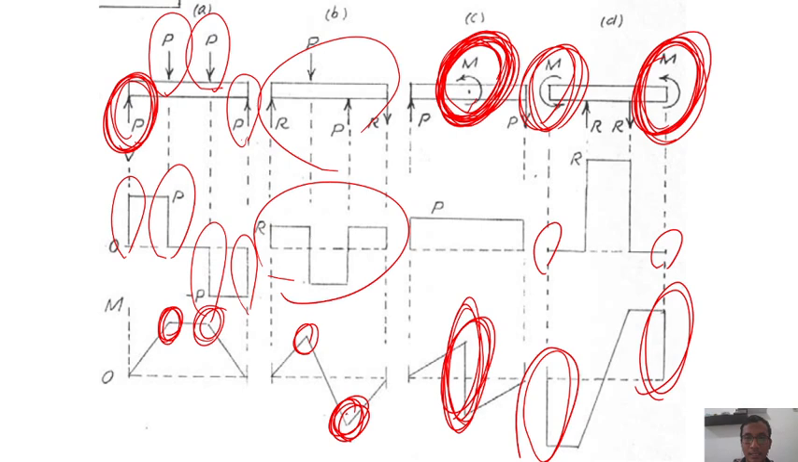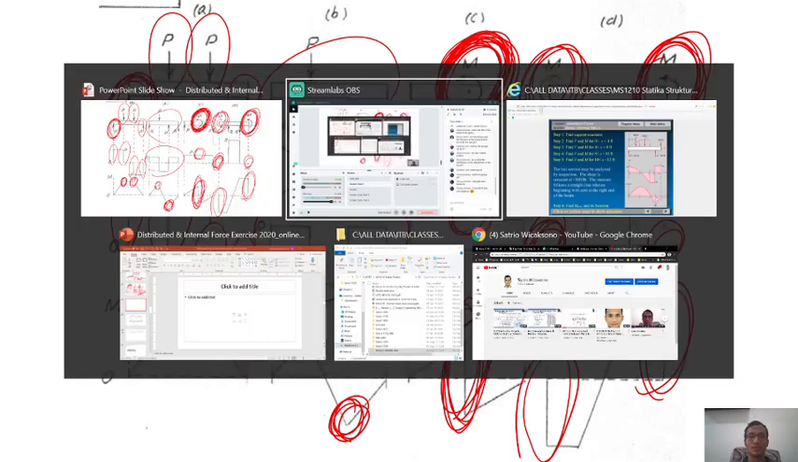But the opposite happens as well. Whenever we have a concentrated moment, there will be no jump in the shear force diagram. The same here, there will be no jump in the shear force diagram. So that's the thing that I want to talk about today actually.